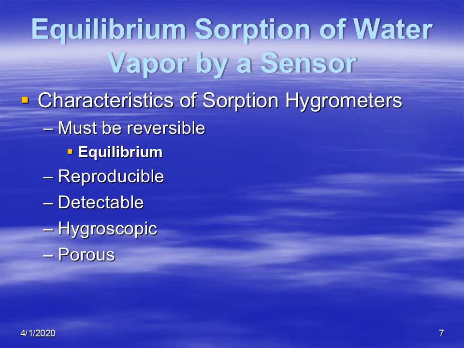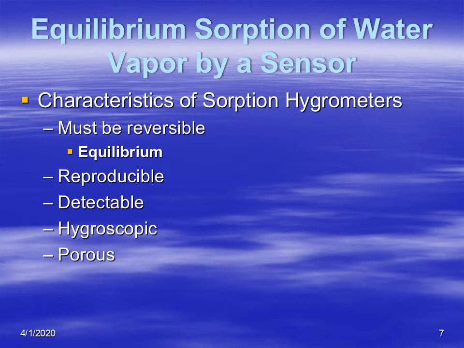Also, it should be reproducible, meaning that you do it many times going up and coming down and you get the same values for the same amount of water vapor in the atmosphere. Has to be detectable. In other words, you should be able to notice a change in whatever instrument you're using and how it absorbs or adsorbs water vapor.